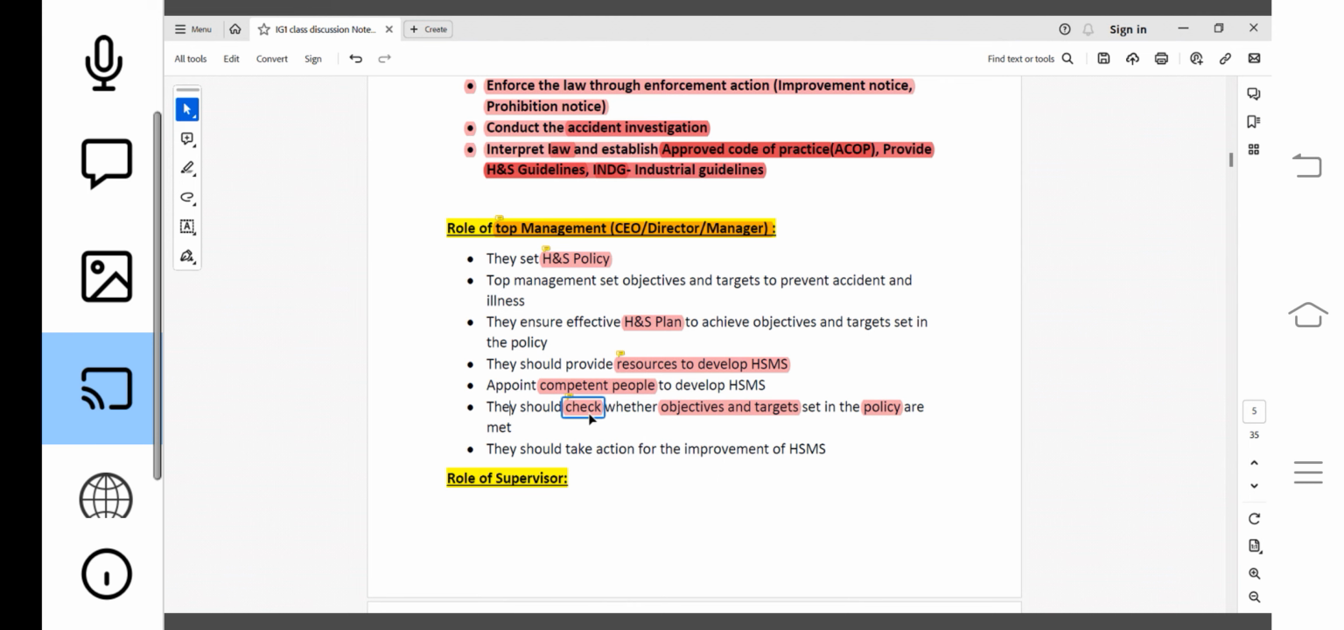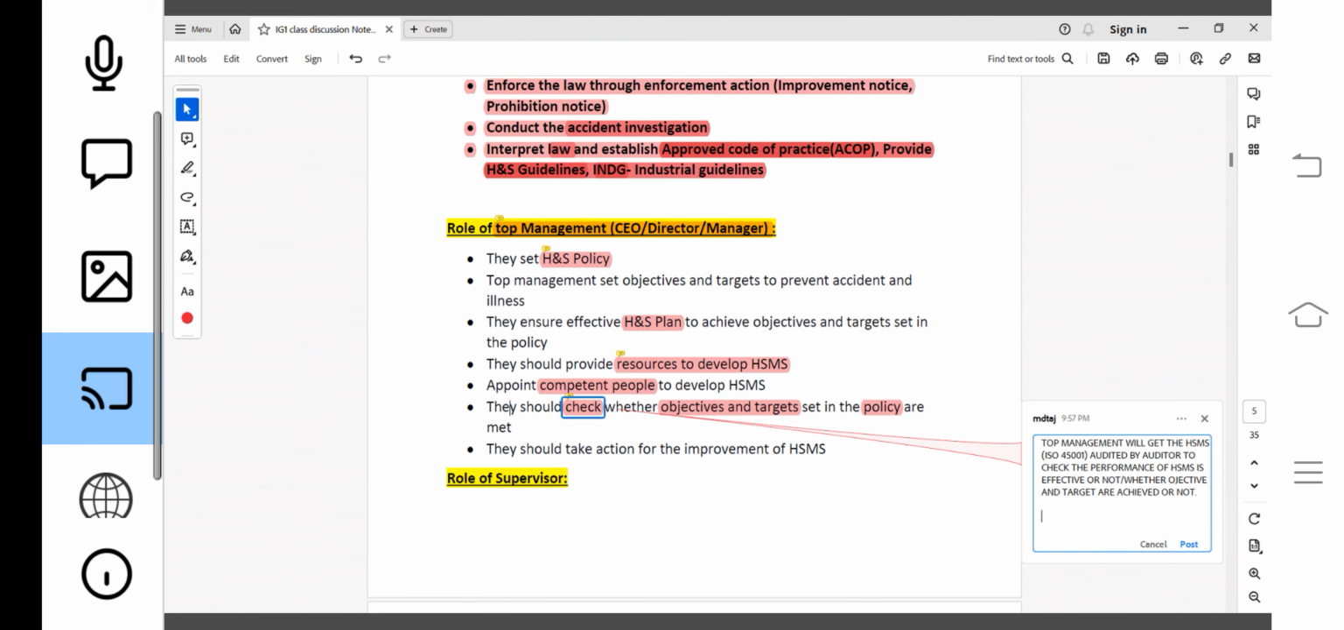Now once they get the audit report, the auditor will come and do the audit. The audit report will be made by the auditor, and the auditor will give the audit report to whom? To the top management. So they will get the system audited by the auditor, and the audit report is given back to the top management.